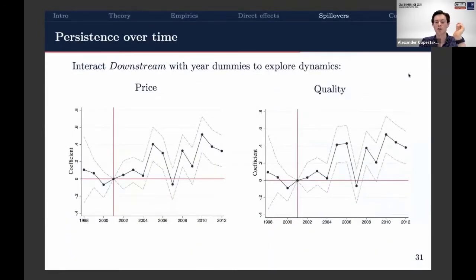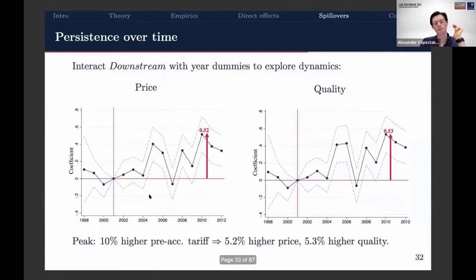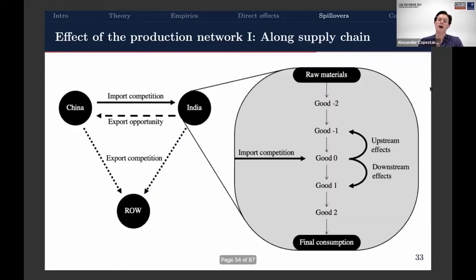How does this look over time? So we can essentially see this upgrade persisting. There's a bit of a break around the financial crisis, but then at the peak, 10 years after China's accession, if you have a 10% higher pre-accession tariff on your inputs, which corresponds to roughly a 10% larger fall in tariffs post-WTO accession, we're seeing 5.2% higher price and 5.3% higher quality.